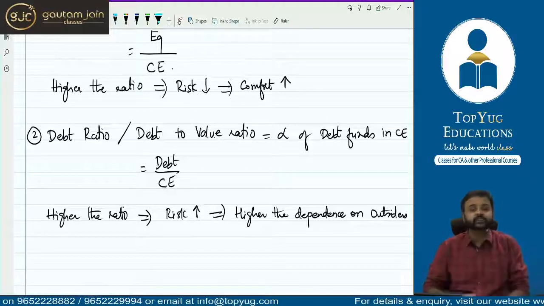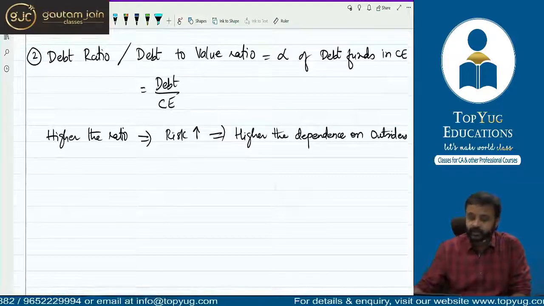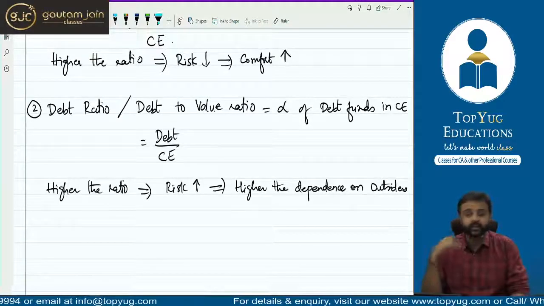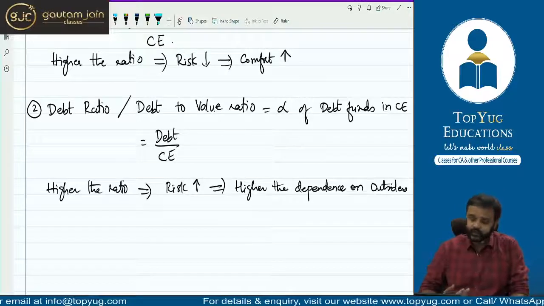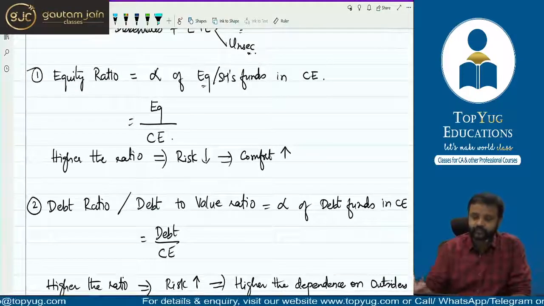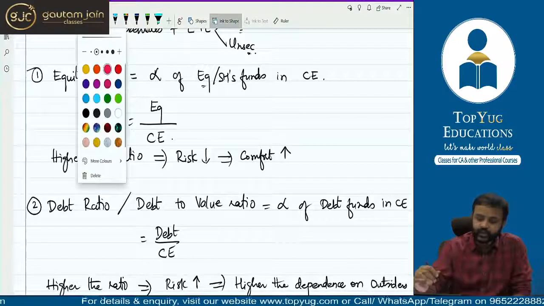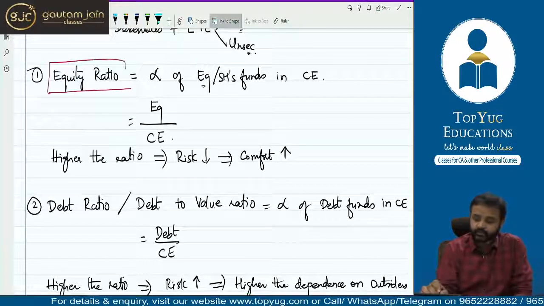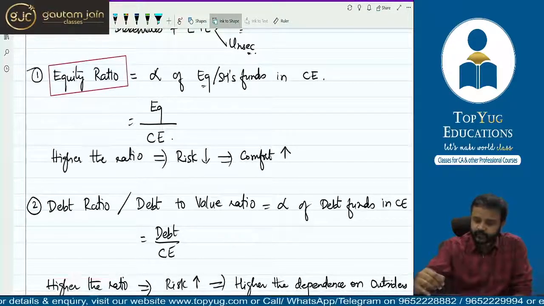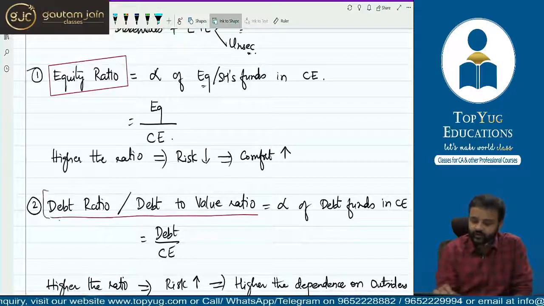That is where the challenge for the finance manager lies, as I've told you. The job is not that easy. It will definitely require some skills. So higher the ratio here, risk will be higher, and that means the dependence on outsiders will be higher. Right, sir. So this was debt ratio, also called debt to value ratio. The first one we have seen is the equity ratio, and the second one is the debt to value ratio or debt ratio.